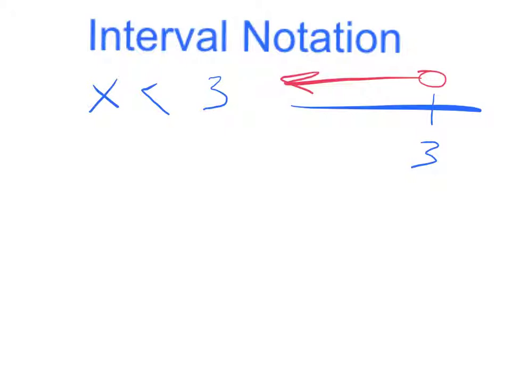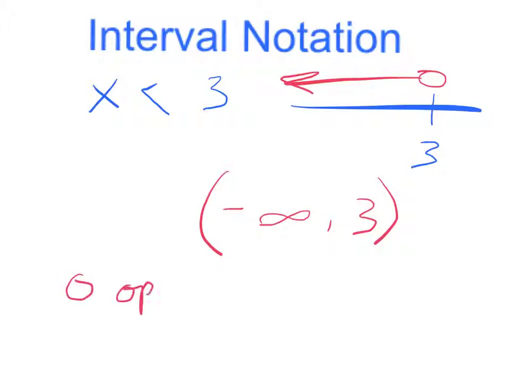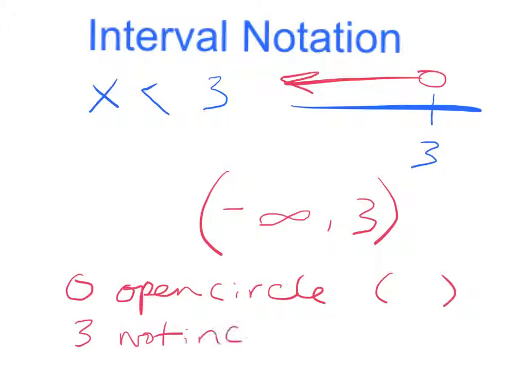We say, okay, this inequality is representing all numbers from negative infinity all the way up to 3. 3 is not included, so we put a parenthesis around the 3, and infinity, we're going to put a parenthesis around there. Because we have an open circle, we're going to put parentheses around 3, and this means 3 is not included in our interval.